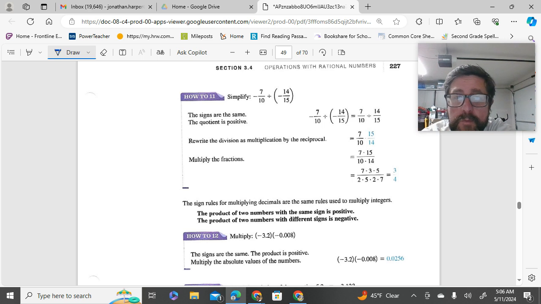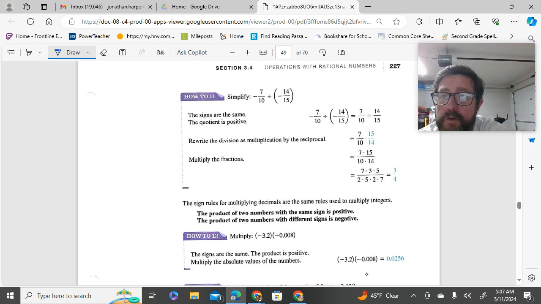It says simplify negative 7/10 divided by negative 14 over 15. You can do all this with your calculator. If you want to do it by hand, you can break it down and do it by hand. You don't have to find a common denominator because you're dividing. So I would just take negative 7/10 and divide it by negative 14 over 15.